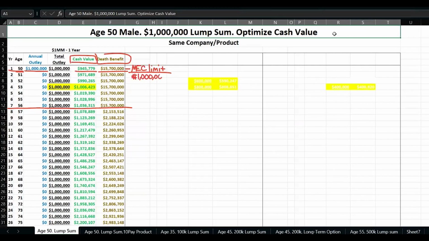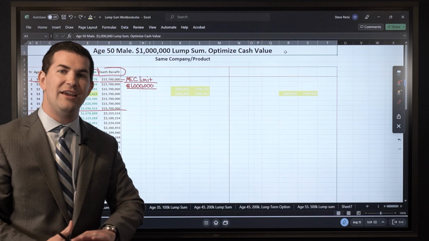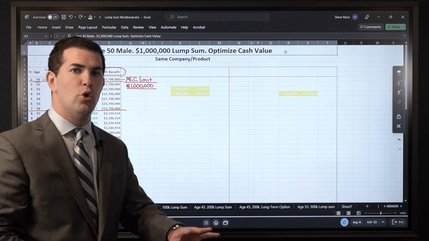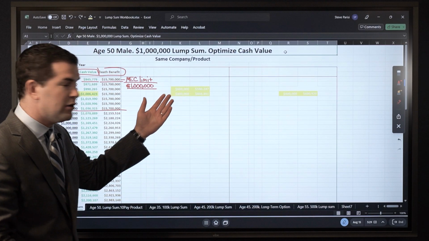So with this product, for a 50-year-old male, $15.7 million gives him, guess what? A $1 million MEC limit. That means he can pay $1 million into the policy in the first year without the policy becoming a MEC. That means he can access the cash value without taxes and penalties that a MEC would normally have.